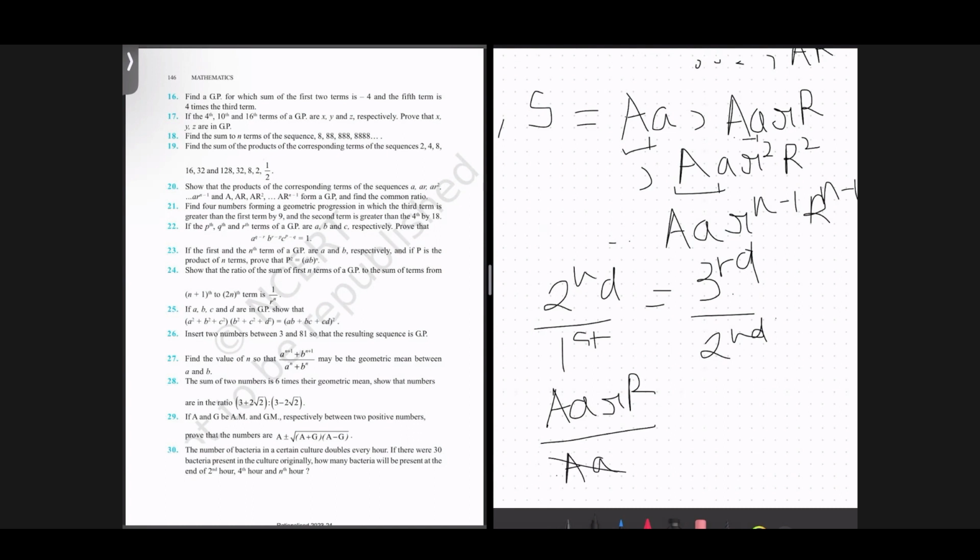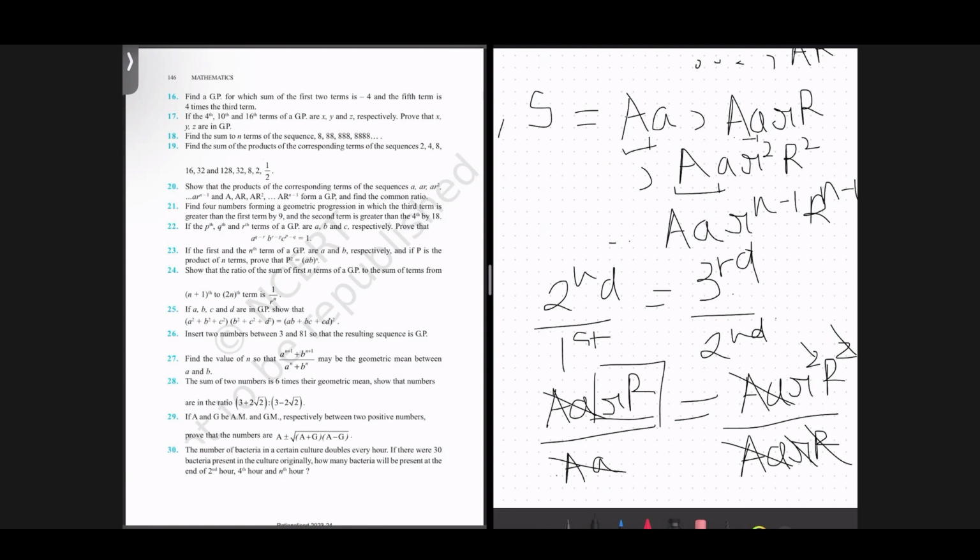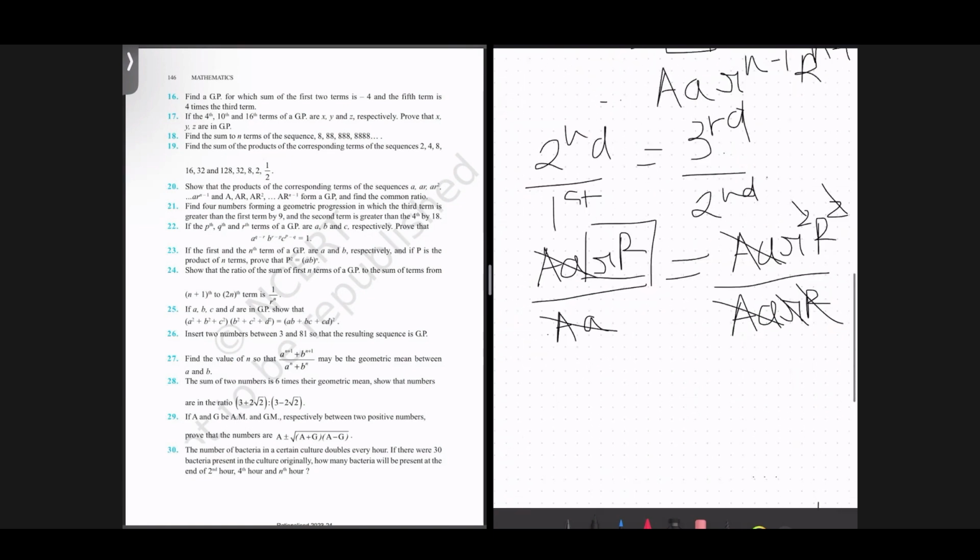aA gets cancelled. So on the LHS, you have rR, and the third term divided by the second term is going to be a r square, R square, and the second term is a r R, right? a and A get cancelled, r gets cancelled one time, and similarly on the RHS also you have rR. So small r capital R is equal on both the LHS and RHS, and that is going to be your common ratio.